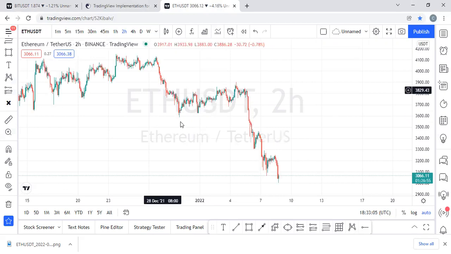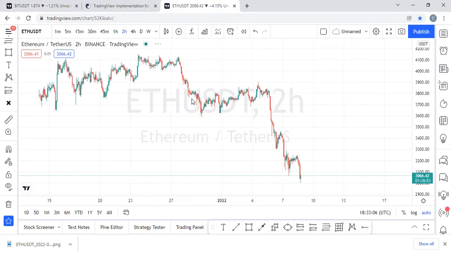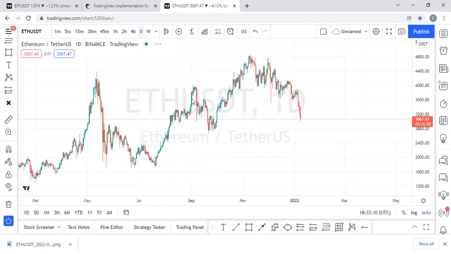Right. So this is the Ethereum chart now. If you go to the daily on Ethereum, you can see the Ethereum structure. You can see higher high, higher low. This is the last higher low. Then we saw the market forming a new high. Right? This market is still very bullish, right?